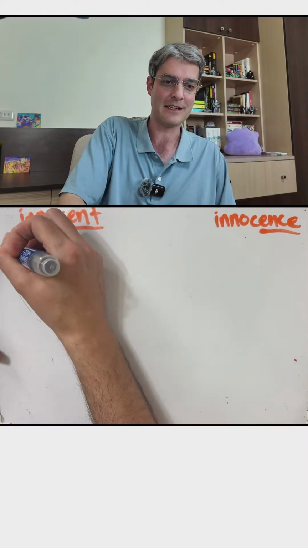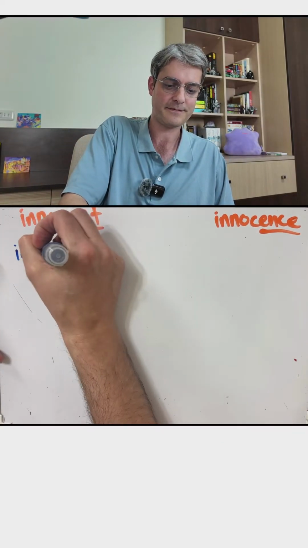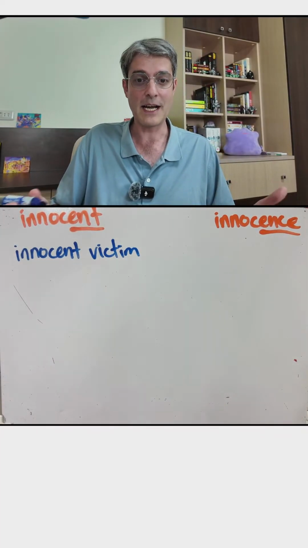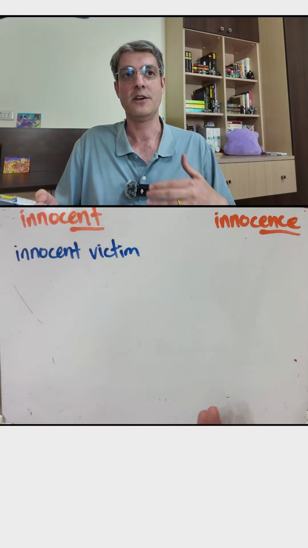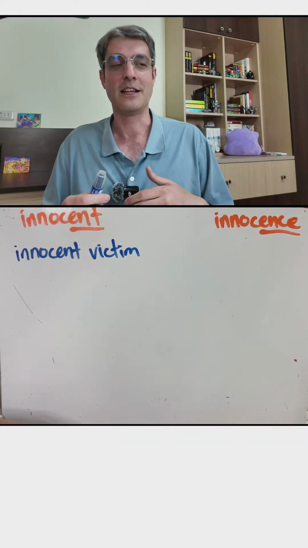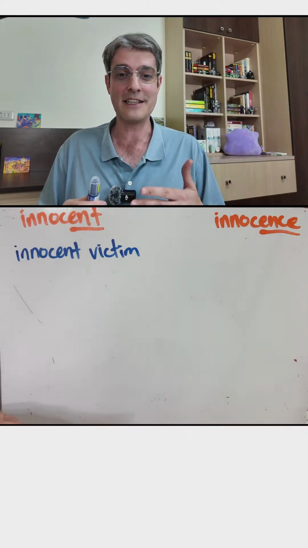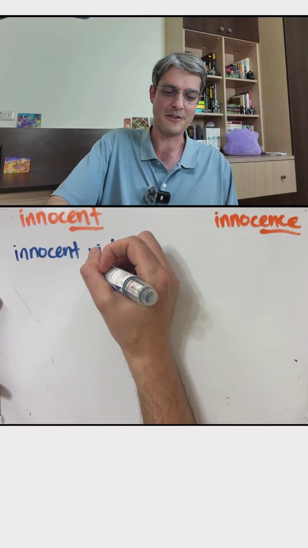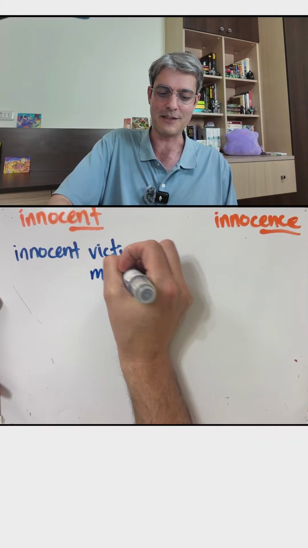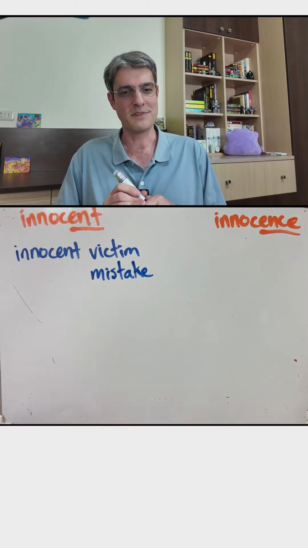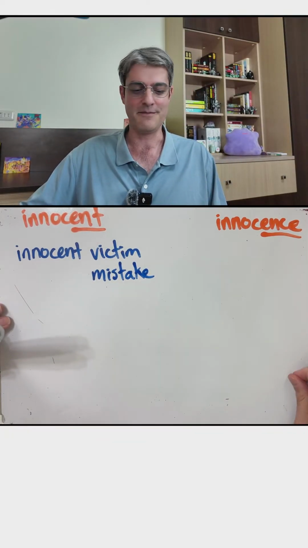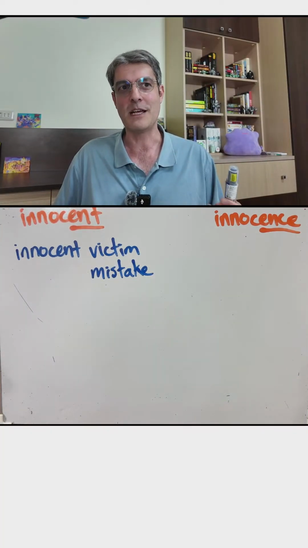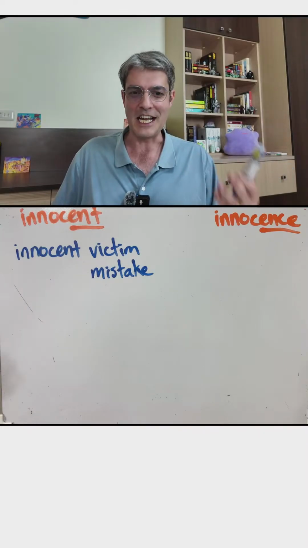So we might say someone is an innocent victim. This just means there was a crime committed, and the victim is the one who was affected by the crime. And if they were an innocent victim, they did nothing wrong, but they were the victim of a crime. We also talk about an innocent mistake. You make a mistake, and it obviously wasn't purposeful, but it was just a small mistake. Maybe, in my case, I accidentally called one student the name of another student.